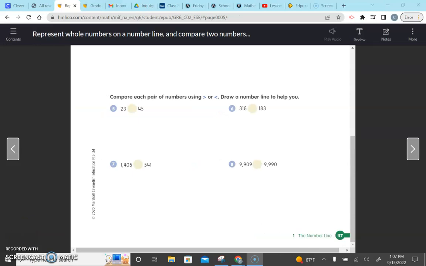Now you can see if we're taking a look at the next numbers here, 9,909 we can see is less than 9,990. So not too difficult when we're dealing with just whole numbers. Now what we're going to do is take a look at comparing fractions together, and that's maybe a little bit trickier, but not too difficult.